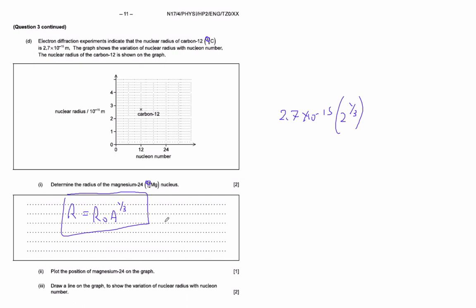So they were like, determine the radius of it. If they give a formula, it's kind of funny. They should have said, using data from the graph, determine the radius of the nucleus. But there it is. Plot the position of magnesium-24 on the graph. So go here, plot what that new radius is. I got, by the way, somewhere between 3 and 4 times 10 to the minus 15th meters. So plot that thing there. And then draw a line on the graph to show the variation of nuclear radius with nucleon number.